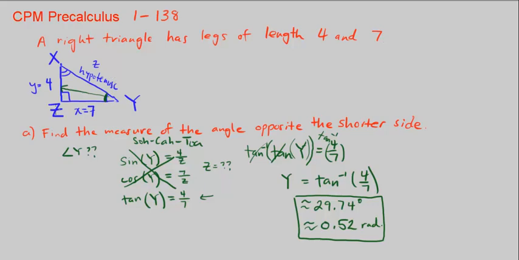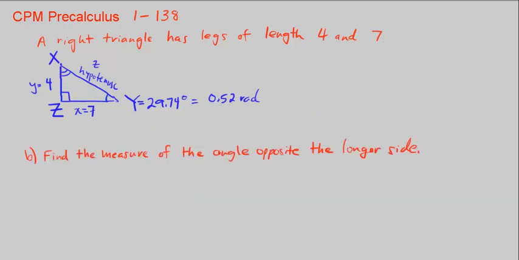So before we do that, let's write in here, we know this angle Y is 29.74 degrees or 0.52 radians. Okay, so let's move on to part B.